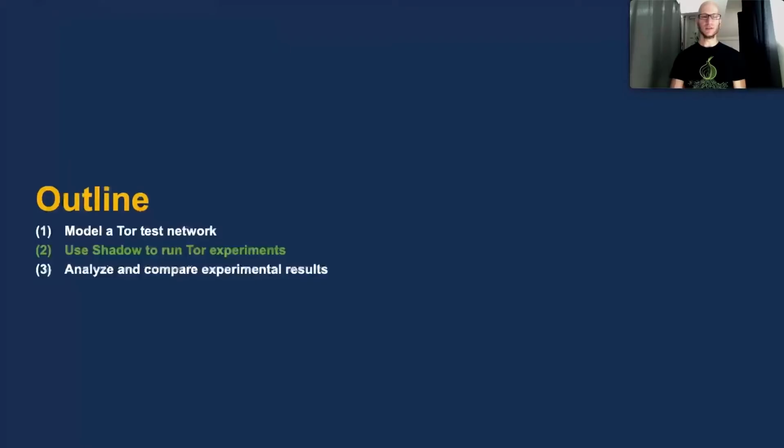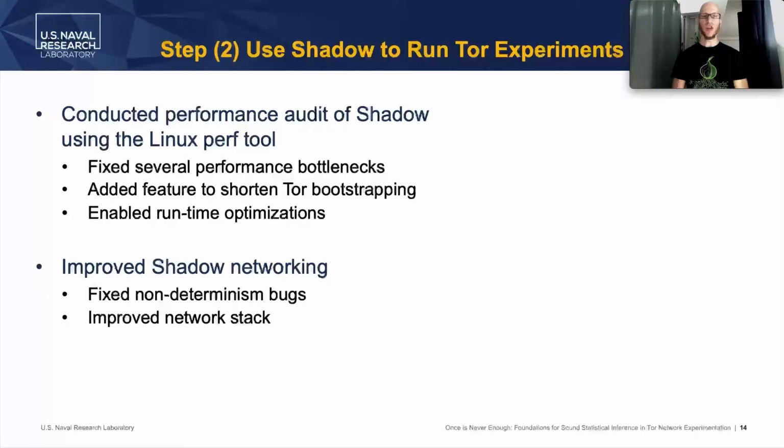To run the Tor experiments in the test networks that we are modeling, we use Shadow. Shadow is a discrete event network simulator. It's the most popular tool for running Tor experiments. We conducted a performance audit of Shadow using the Linux perf tool. We found and fixed several performance bottlenecks in Shadow. We added a feature to shorten Tor bootstrapping time when running in Shadow, and we enabled other runtime optimizations. We also analyzed Shadow's networking and fixed some non-determinism bugs and also improved the network stack.